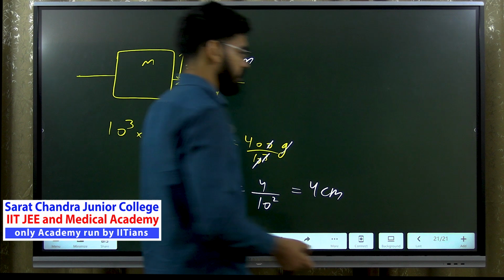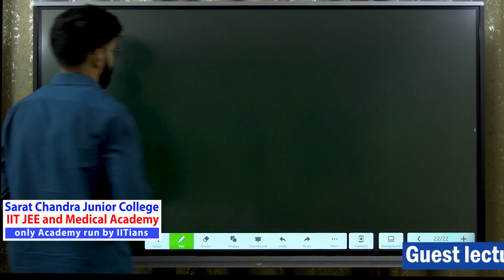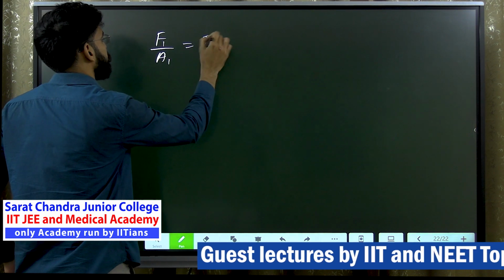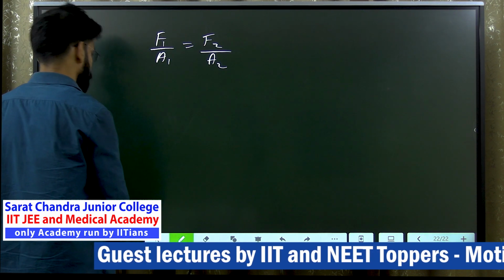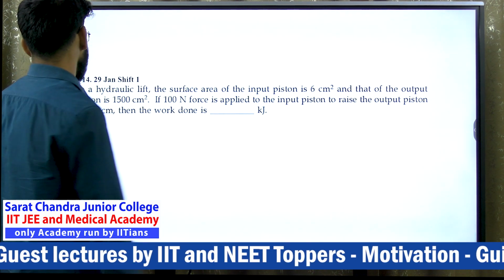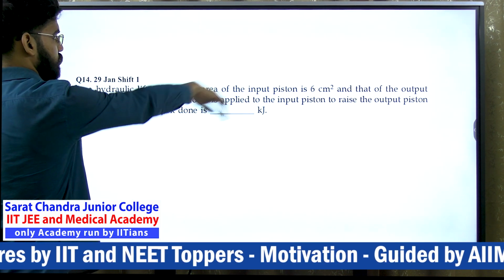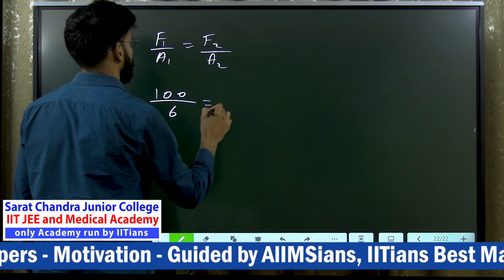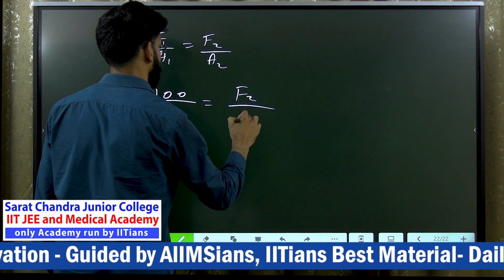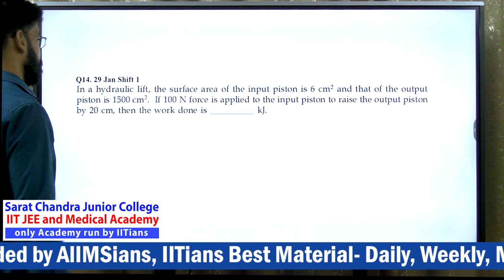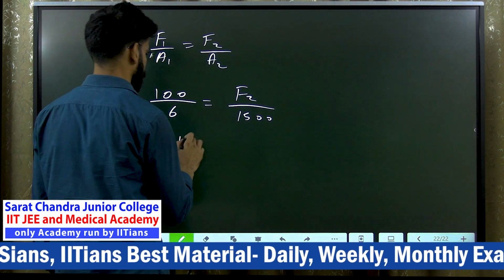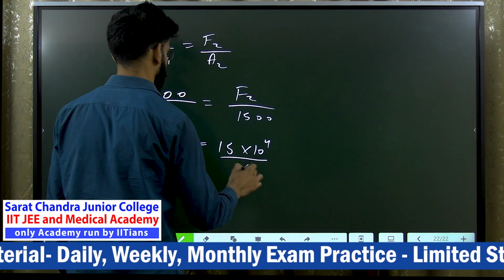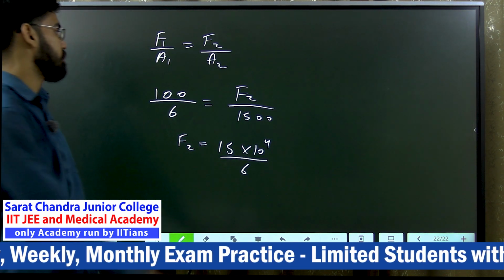So we know in a hydraulic lift, pressure is the same, right? By Pascal's law. So we say F by A, F1 by A1 equals F2 by A2, equating the pressure. So what are the forces? Area is given for both, and for the smaller one we have 100 Newton force on 6 centimeter square. Then F2, with area 1500 centimeter square, you will get 15 into 10 to the power 4 by 6. This is your force.